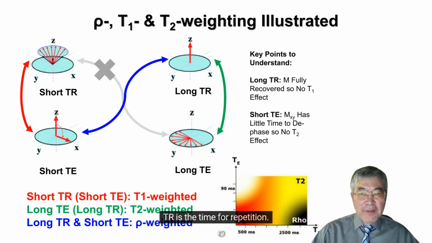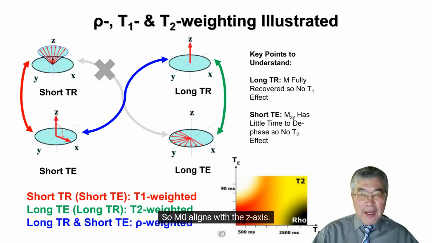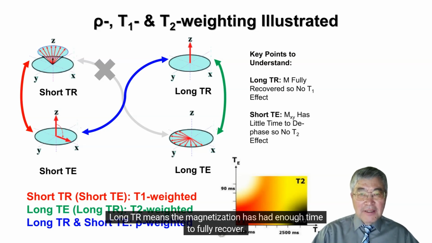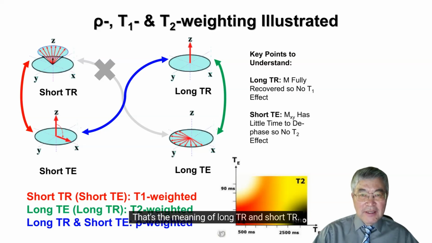TR is the time for repetition. If you wait long enough after each excitation, the M vector will return to the original position along the z-axis. So M0 aligns with the z-axis. That is what we mean by long TR. Long TR means the magnetization has had enough time to fully recover. Short TR means you do not give the system enough time, so the full value of M0 has not yet been recovered along the z-axis. That's the meaning of long TR and short TR.